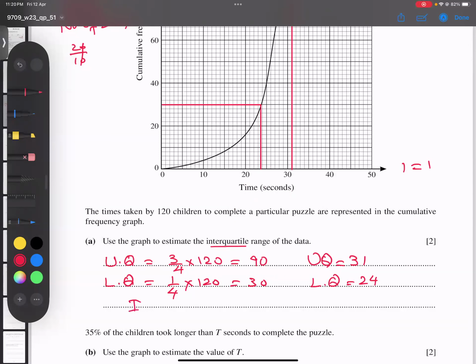So what is the interquartile range formula? Upper quartile minus lower quartile. The upper quartile is 31 and the lower quartile is 24. If we subtract, I get 7. I believe this part is very clear.